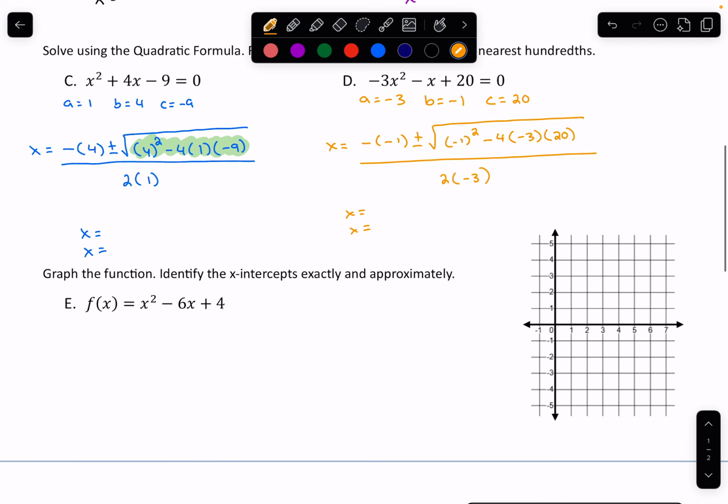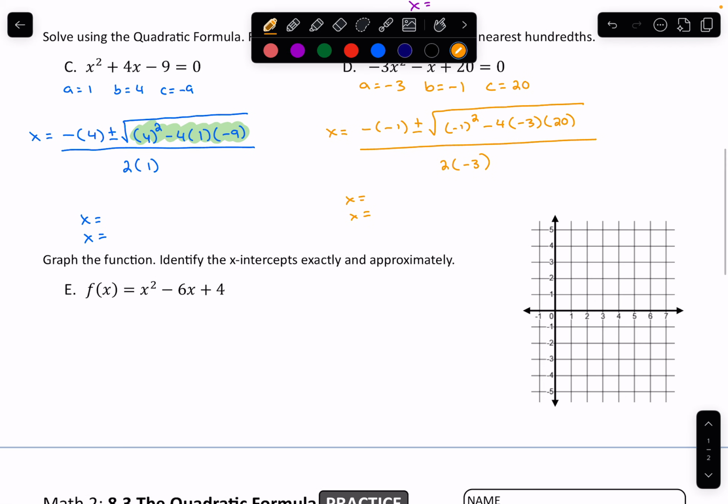Okay, the last one, all it wants you to do is what we just did, but then it wants you to graph the function. So it wants you to take these x values and actually put them on the graph so that you could draw it. I don't know those x values because I haven't done this question yet. So we'll let you do that one on your own.